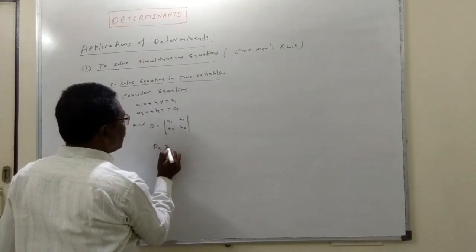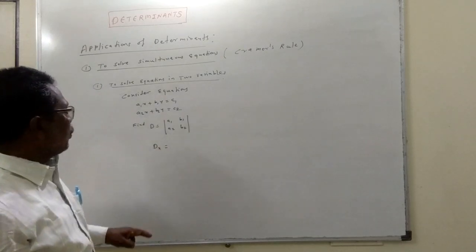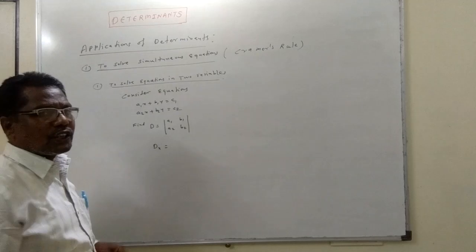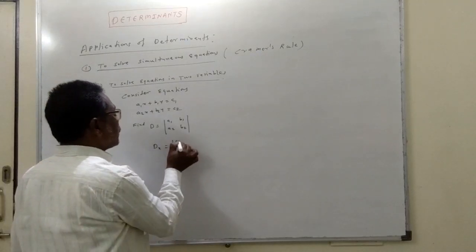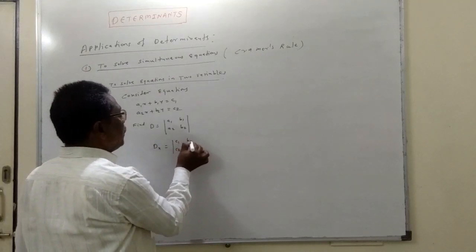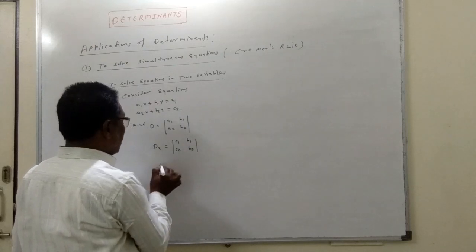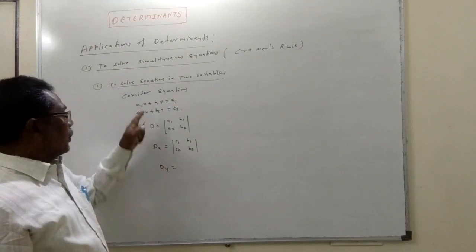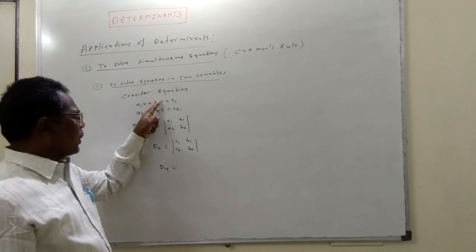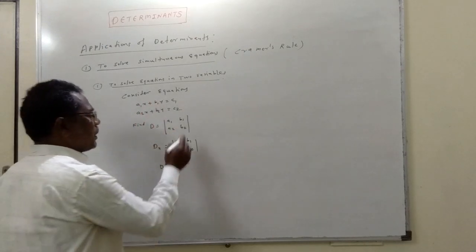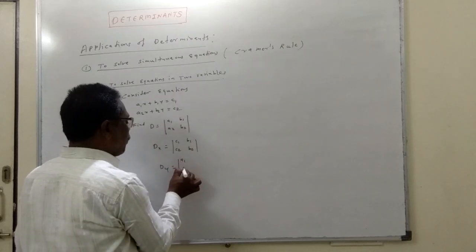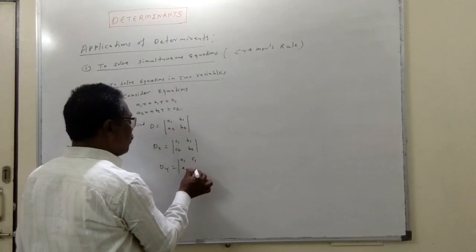Dx is equal to, when we find dx, you replace the coefficients of x, a1 and a2, by the constants. So we will write here c1, c2, b1, b2. For dy, when we find dy, you replace the coefficients of y by the constant terms, that is, the second column is replaced. The first column of d remains as it is, a1, a2, and here c1, c2.